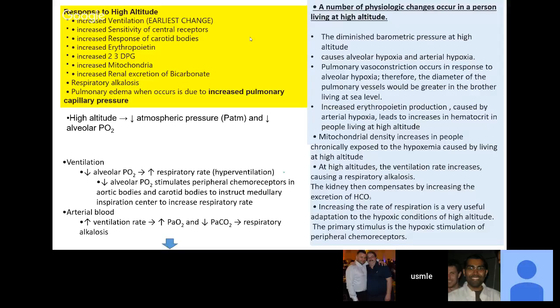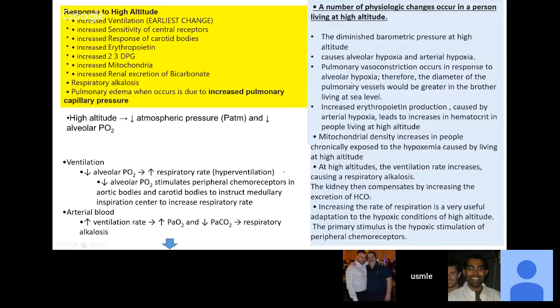And then this decrease of oxygen pressure is going to stimulate the baroreceptors and chemoreceptors within the carotid, if you remember, and that will stimulate the medullary inspiration. That will increase the hyperventilation. As the ventilation increases, that would increase the arterial oxygenation and decrease the arterial CO2. This is why you end up with respiratory alkalosis at the end of it.